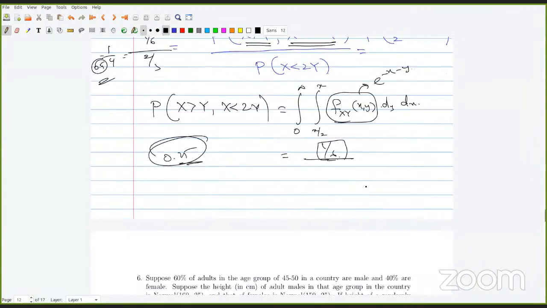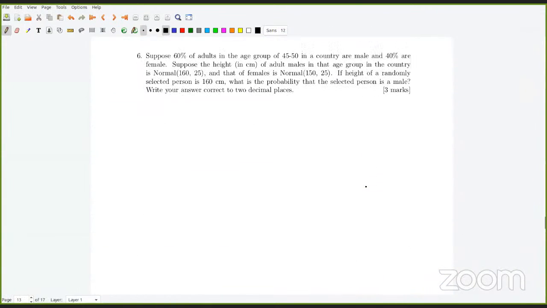Okay, let's go and solve one more problem. Suppose 60% of adults in the age group of 45 to 50 in a country are male and 40% are female. Suppose the height in centimeters of adult males in that age group follows normal with mean 160 and variance 25, and that of females is normal 150 comma 25. If the height of a randomly selected person is 160, what is the probability that the selected person is a male?